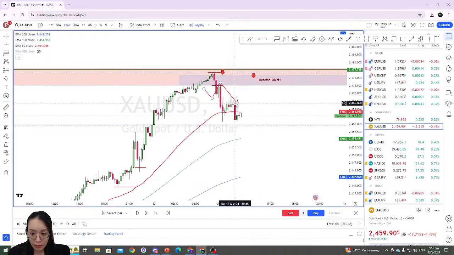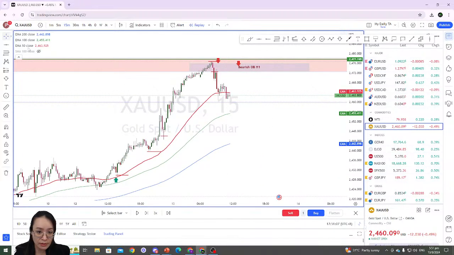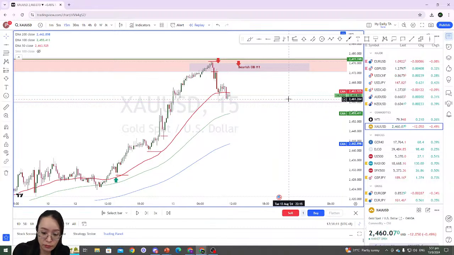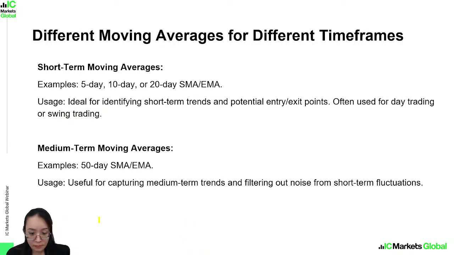If you want to scalp gold, you can find the entry based on the EMA as well. This is how I trade if I want to scalp gold. Any questions?